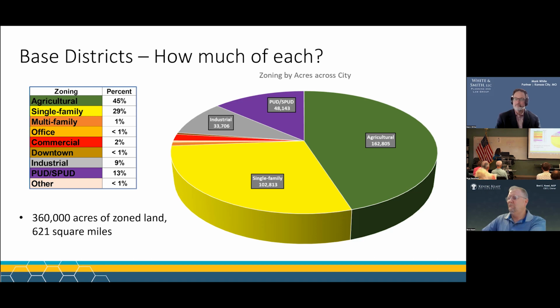And then we're only 1% multifamily, and this is of the whole 621 square miles. The PUDs are 13%, which is really high for a city. What's your measurement on the number of parcels? It is the acres. Yeah. So of our 360,000 acres of zoned land, and this doesn't include stuff in the county that's not part of Oklahoma City, 45% of all the acres are, but that's a good point, because if you ran it by parcels, maybe it's a little different. I don't know. I could run it that way and see.